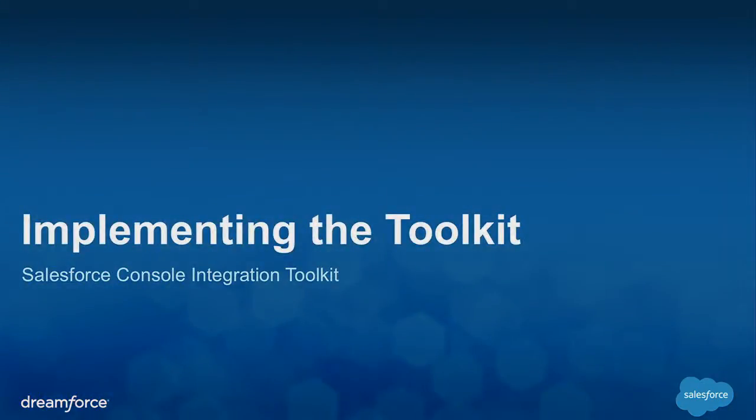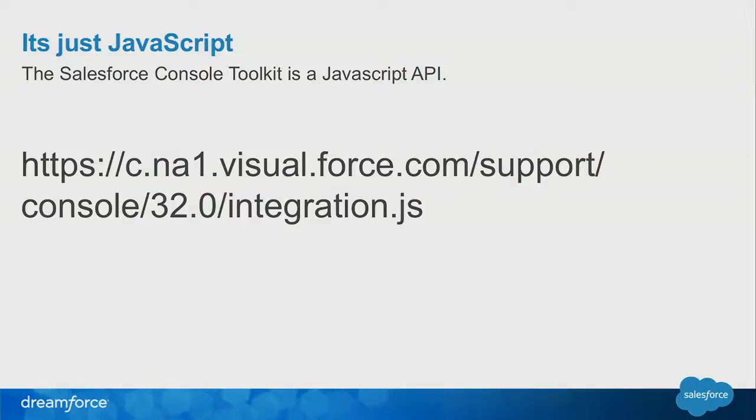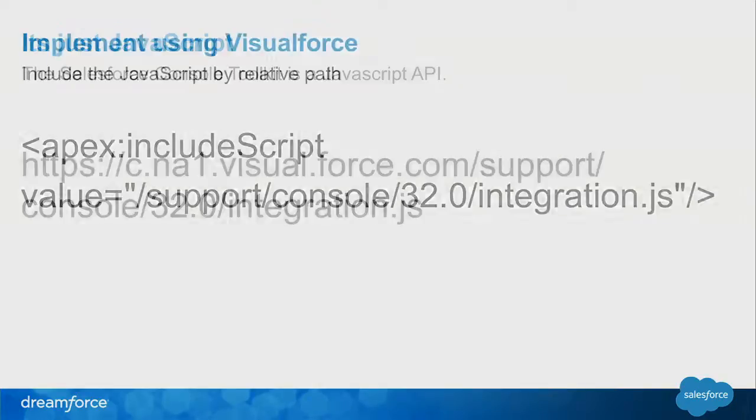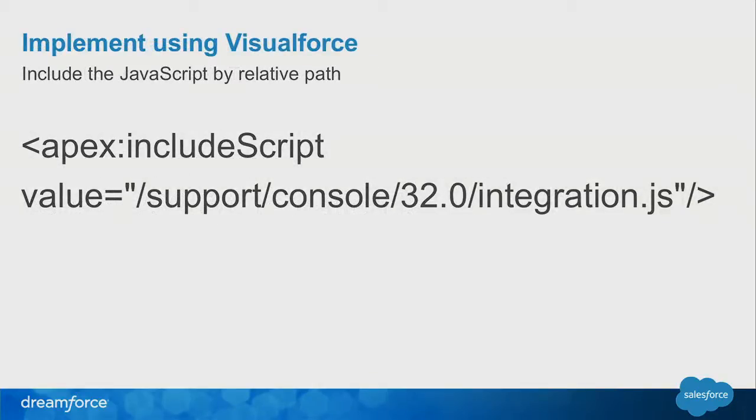So now we're going to go into actually implementing the toolkit and the steps you actually need to take. First of all, it's just JavaScript, right? So you drop this into your page, and you have access to all of those methods. It's as simple as that. So if we're writing Visualforce, then we just need to drop in the include script.